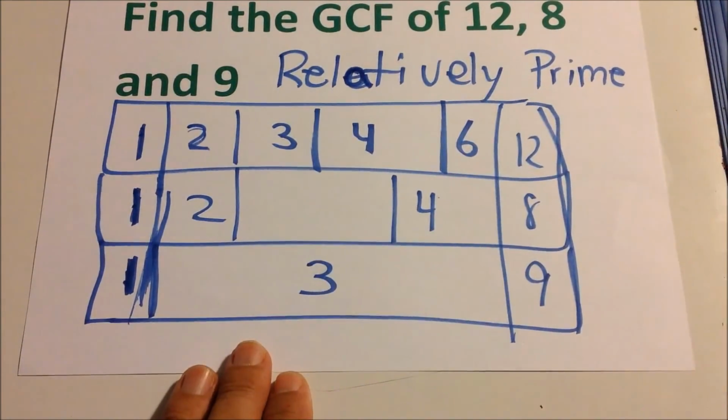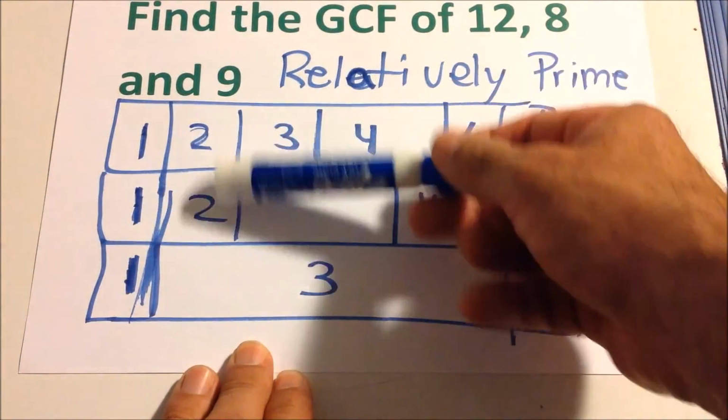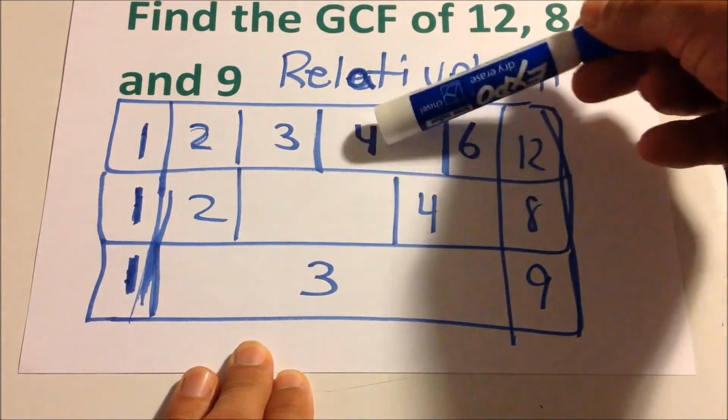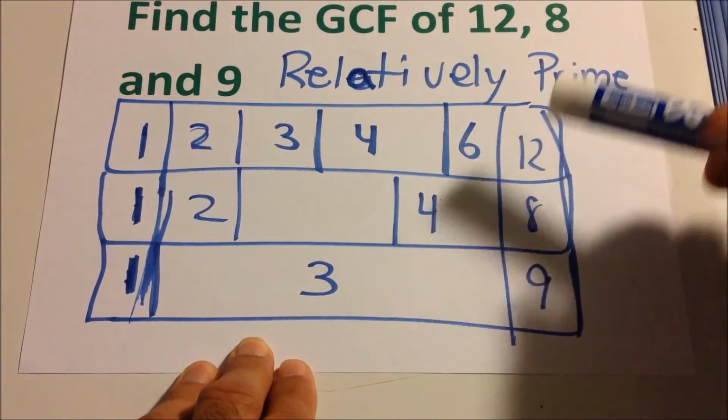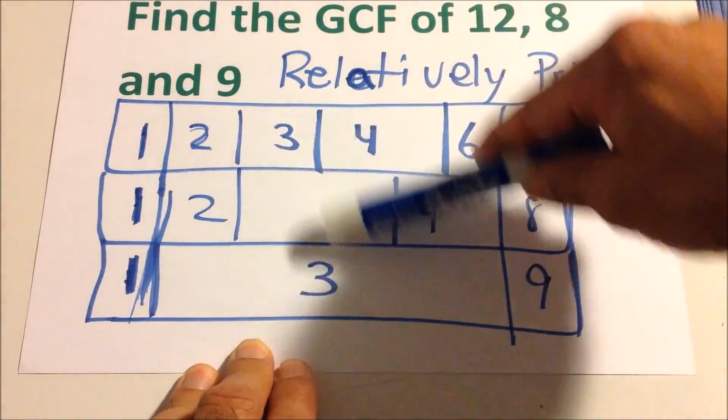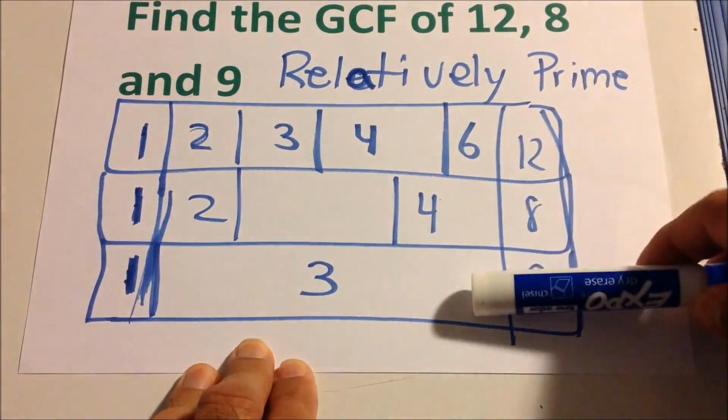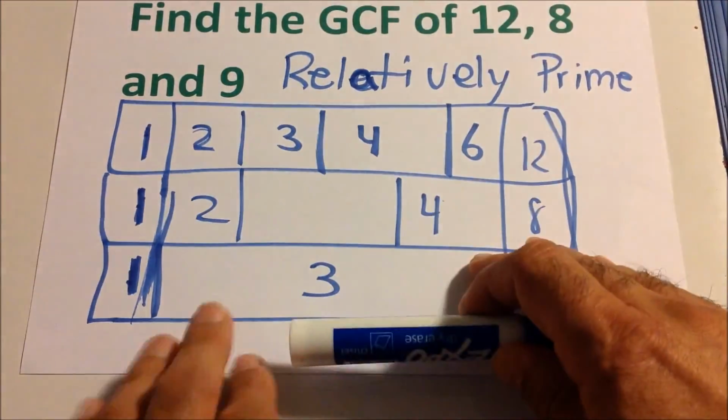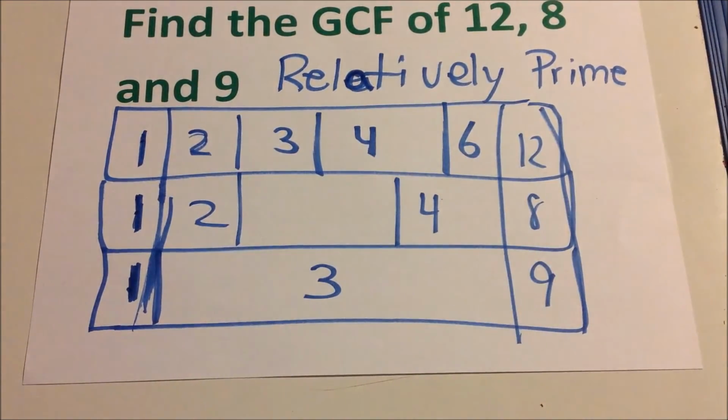And again, just to review, remember, 12 and 8 shared a 2, but their greatest common factor was 4. And 12 and 9, their greatest common factor was 3. But all three of them together only shared a 1. So that's the greatest common factor using the box method.